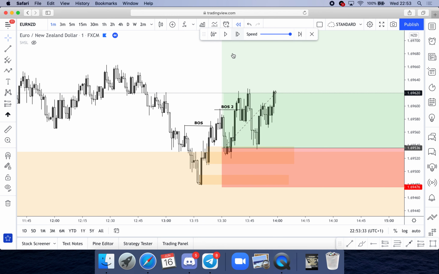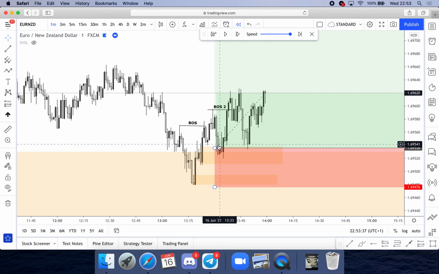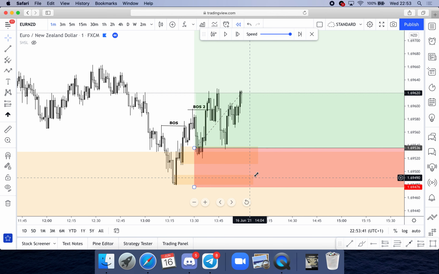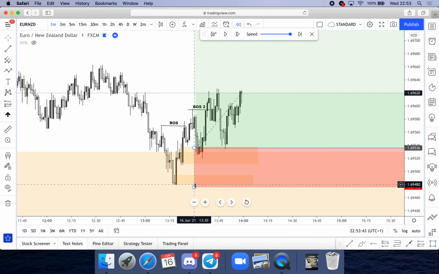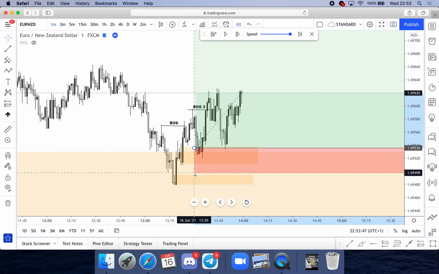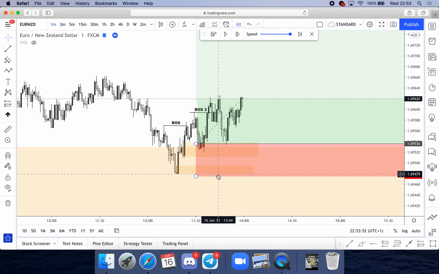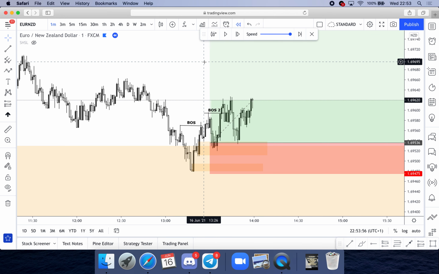So I took the entry from here. Now the one I sent into the group was the same. Now the stop loss I think was here, but my personal one mentally was this, because if it broke through this I would have known just to close right away. So I was actually watching this as I was trading.